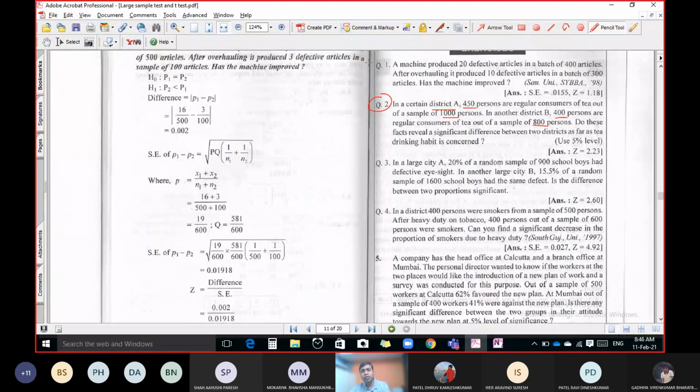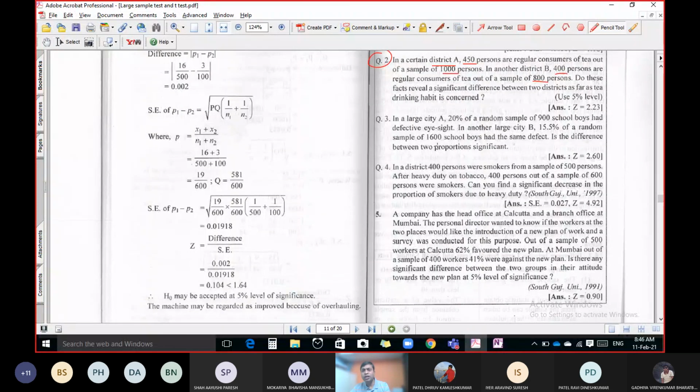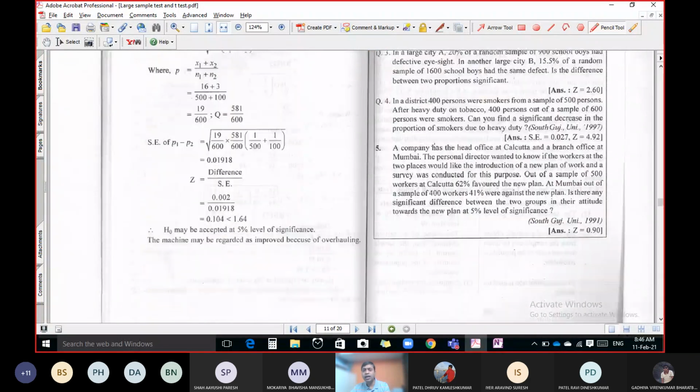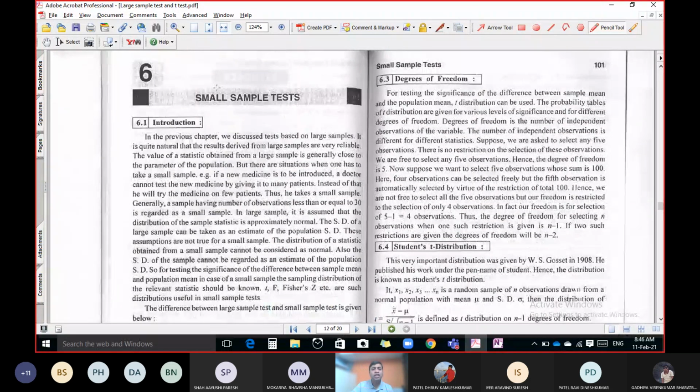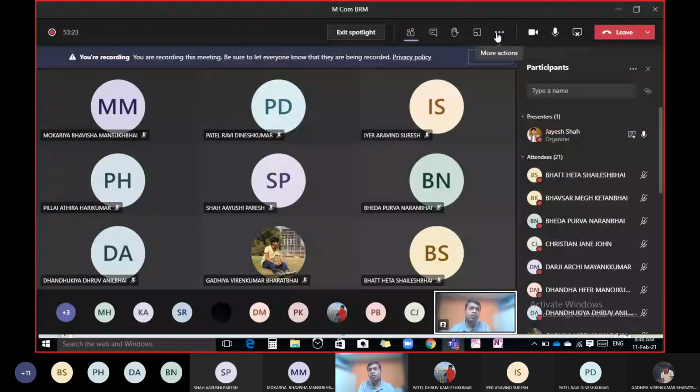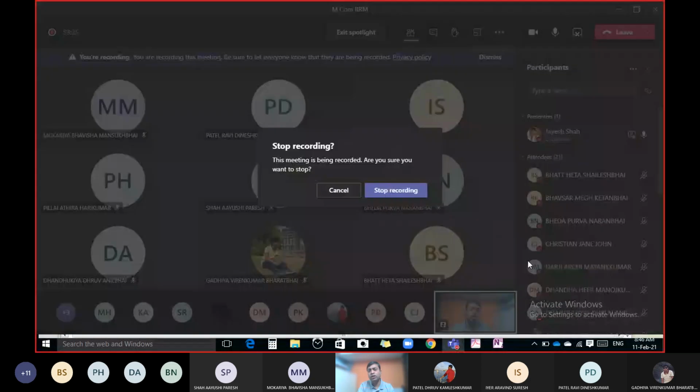Try to find the answers for all the remaining questions of this exercise. If you find any difficulty, we will first discuss these difficulties in our next lecture, and then we will start the next topic, small sample tests. So this is enough for today. If you have any doubt, you can ask your doubt about today's lecture.